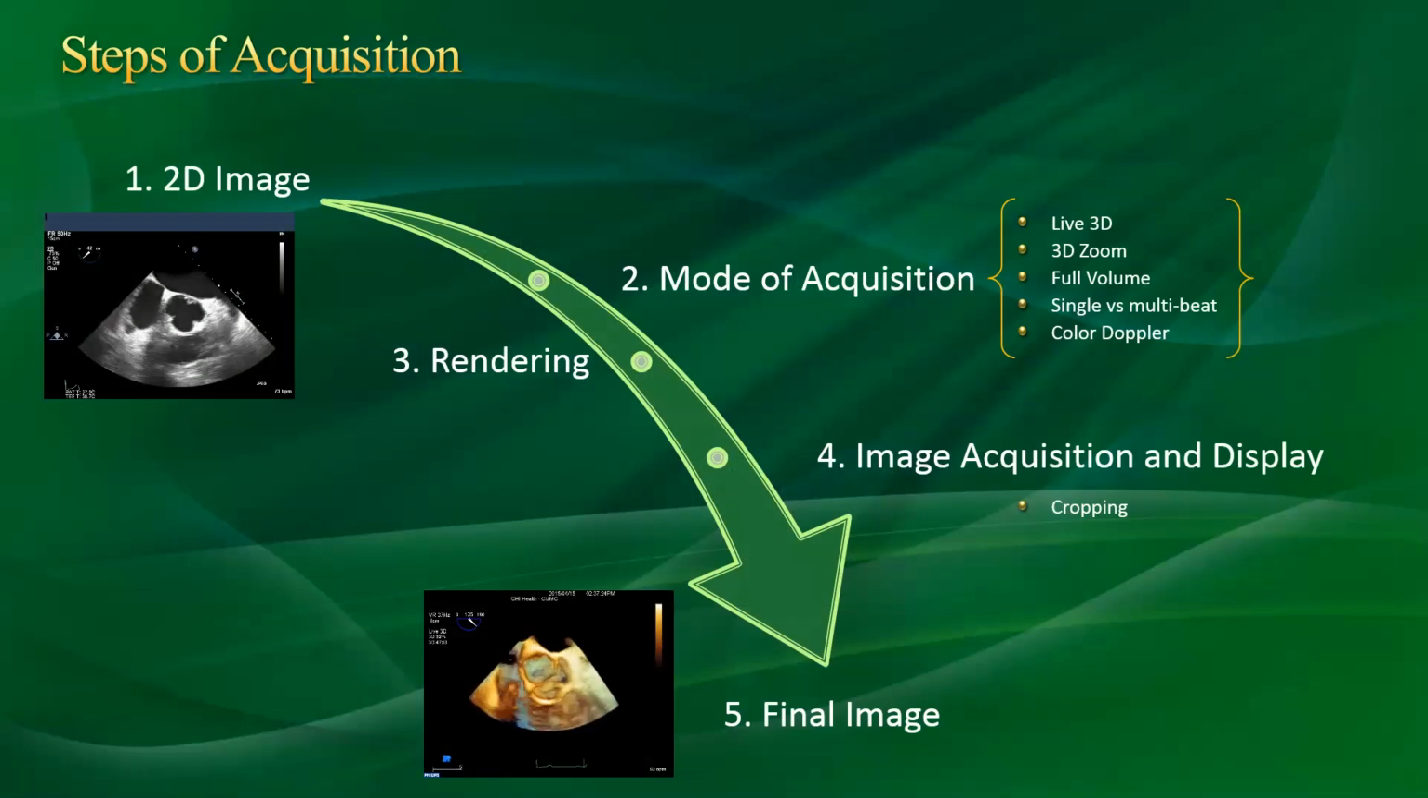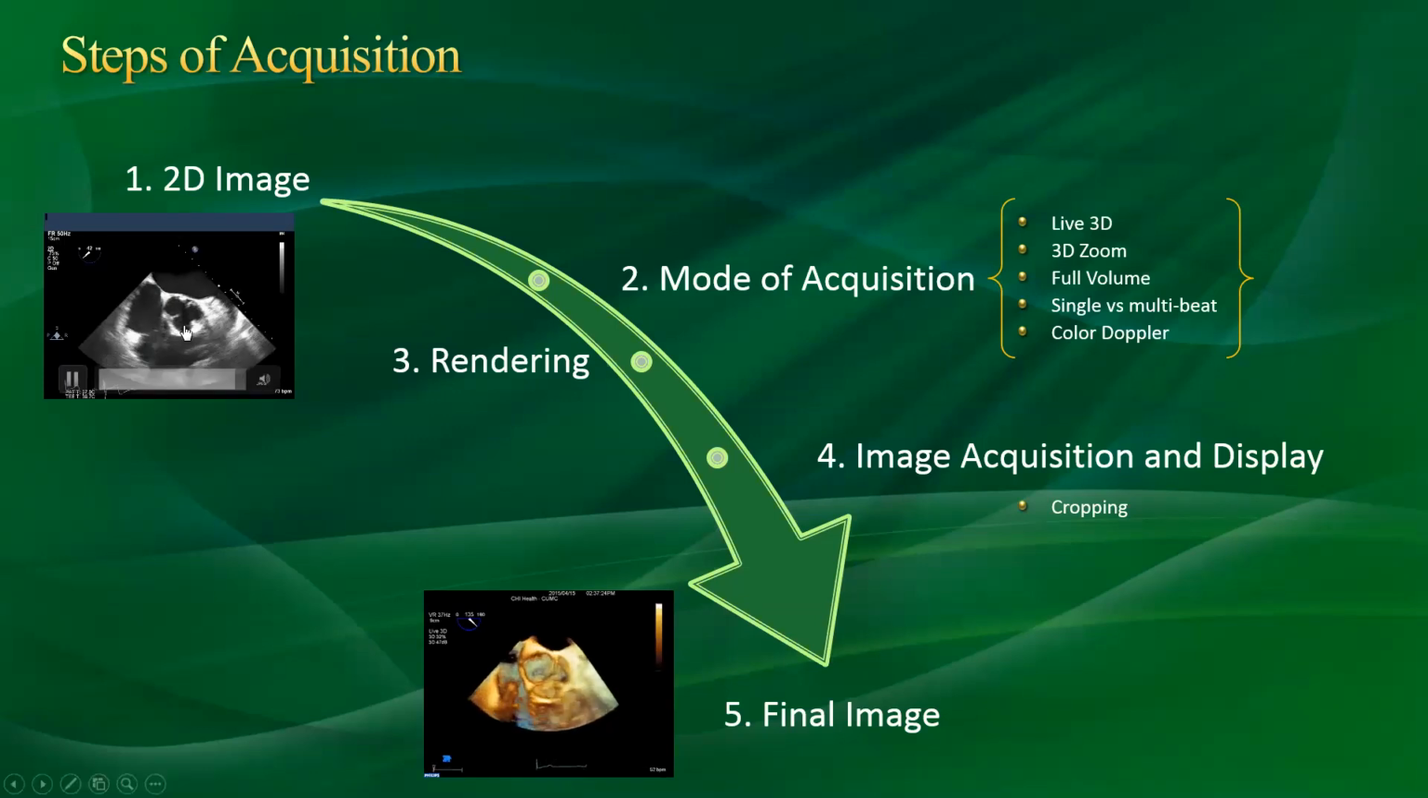What are the steps that you go through when you obtain 3D imaging? First, you have to start with a good 2D image. It's a must. Good 2D will give you good 3D. So if you have terrible or poor quality 2D, don't even waste your time. You're not going to get a good image.